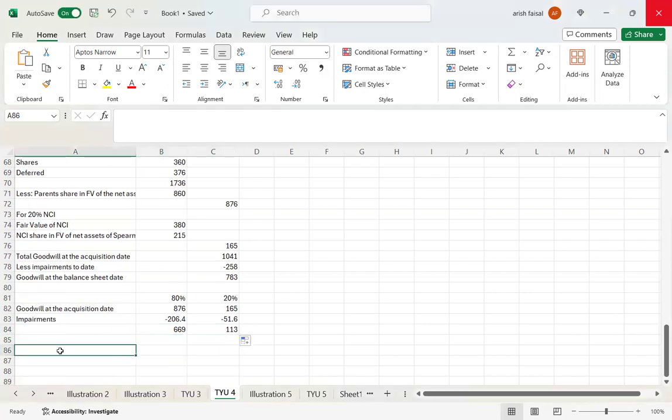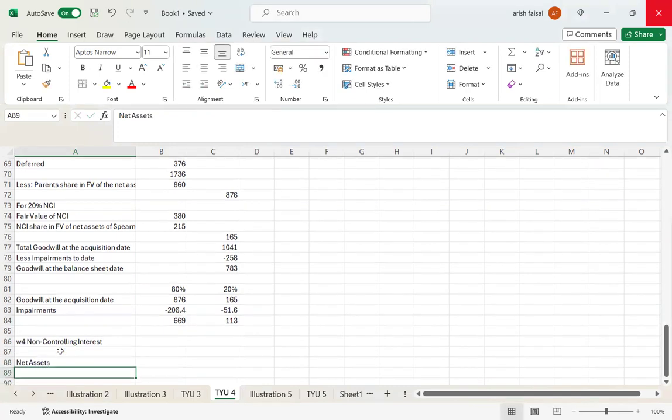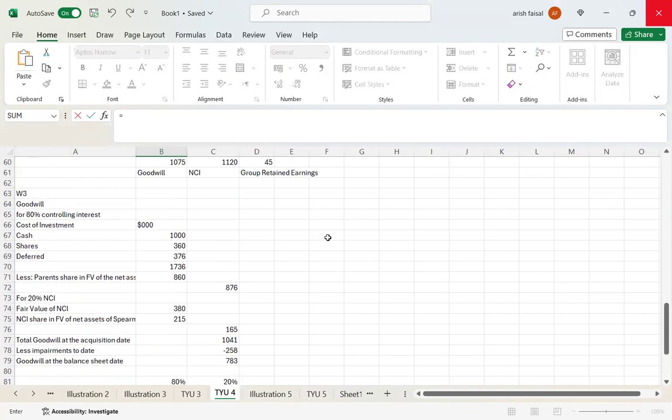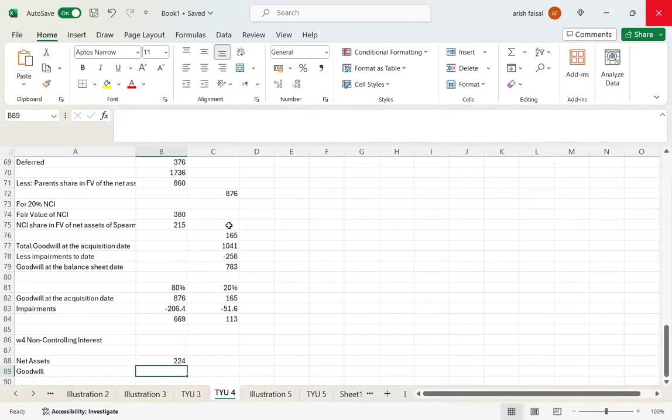For this, you have here working number 4, which is non-controlling interest. We have to take the NCI share in the net assets, and then the NCI share in the goodwill, which is after the impairment. So for the net assets, as I told you above, we have to take this 1120 and multiply it by 0.2, which is the NCI share, 20 percent, right? But for the goodwill, we already have this figure over here, which is 113.